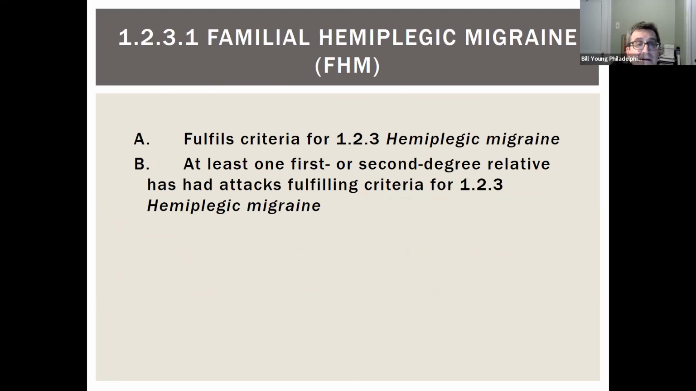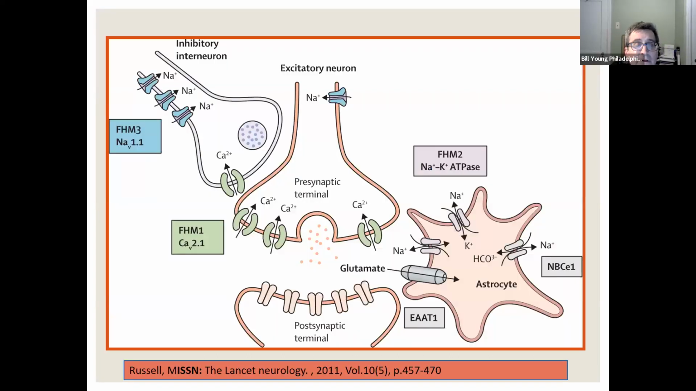And if it runs in a family, if somebody has this and a first or second degree relative has the same thing, then they have familial hemiplegic migraine. And there are 3, and some people think there's a 4th type of familial hemiplegic migraine. I, of course, won't go into all of this, but all of them raise glutamate, which is the excitatory transmitter for the brain, and the levels and the function of glutamate are just a little bit out of whack and a little bit high. And that's thought to be the basic thing that's wrong in familial hemiplegic migraine.